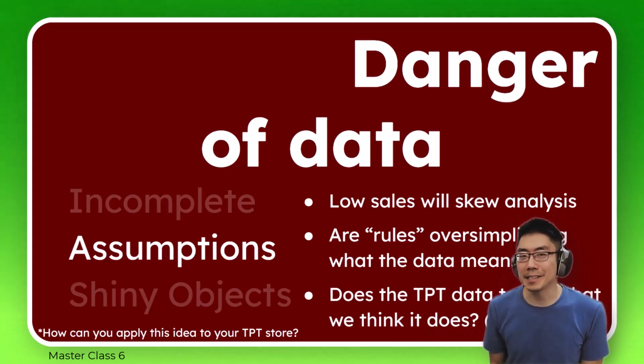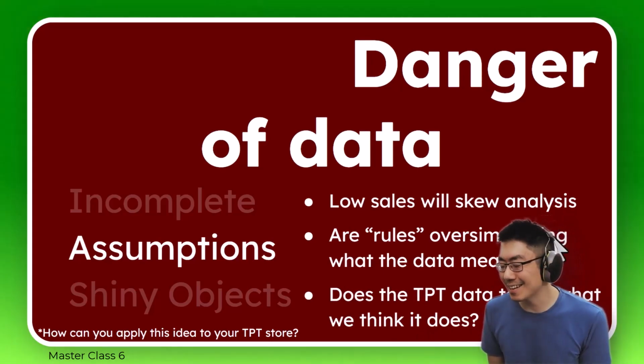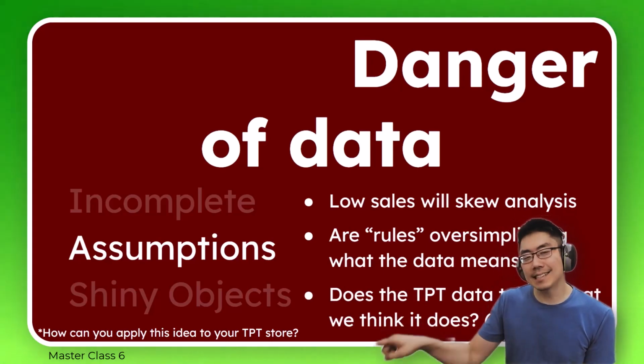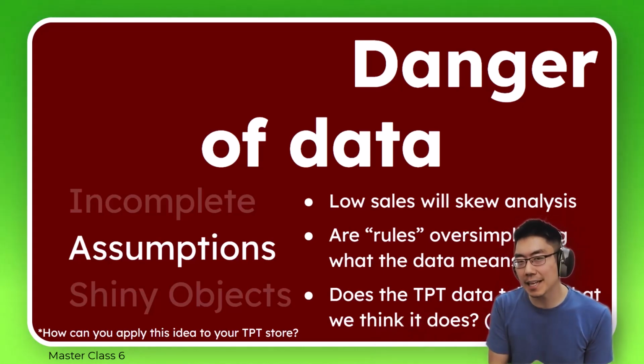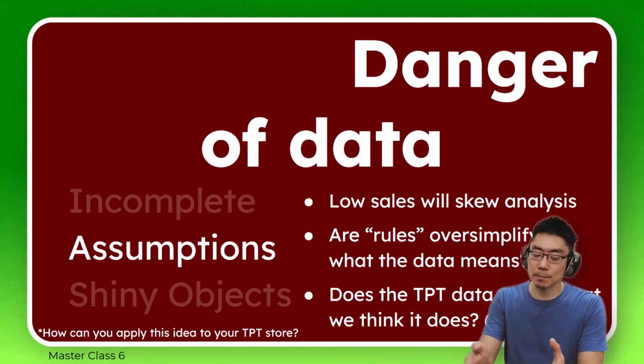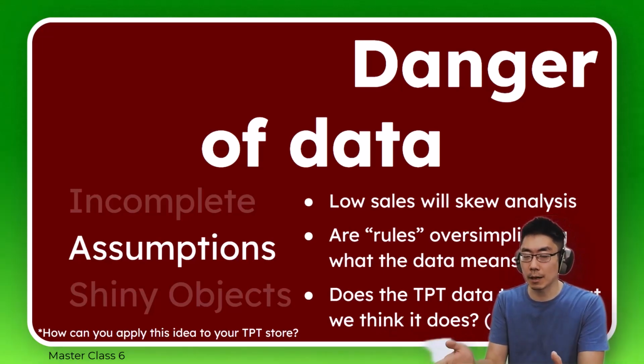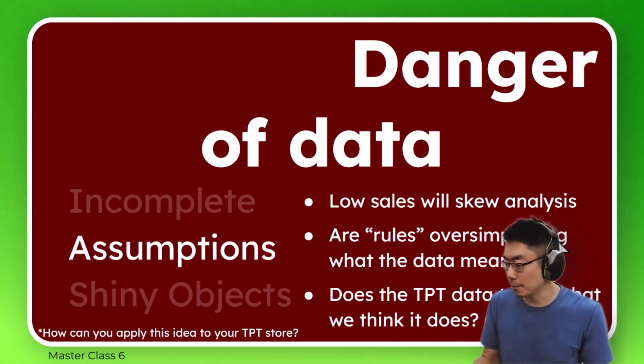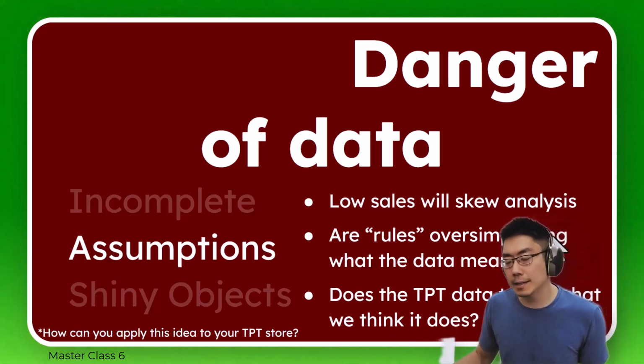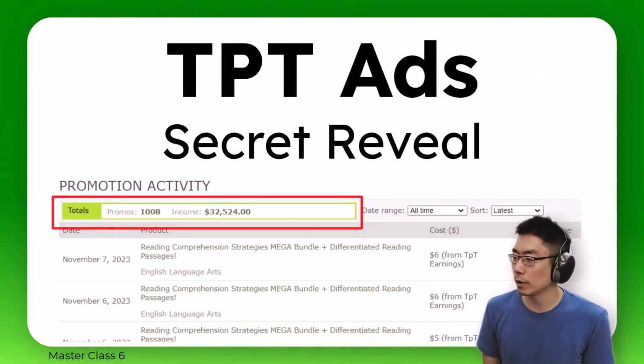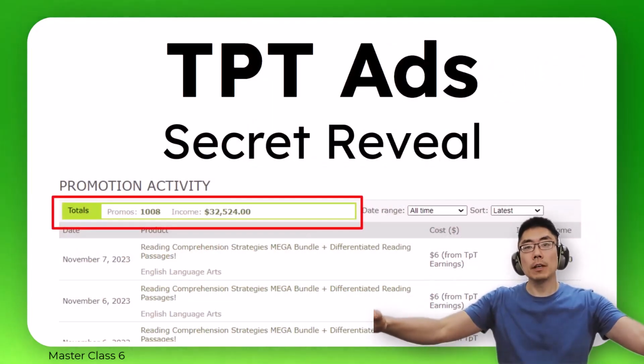A third assumption that we don't realize that we have to test is whether the TPT data is telling us what we think it's telling us, either because it's implied or because it's explicitly stated that way, maybe because of outdated information. I'm going to give you an example right now with ads, and I'll give you an example later on with traffic. So here's my secret reveal.